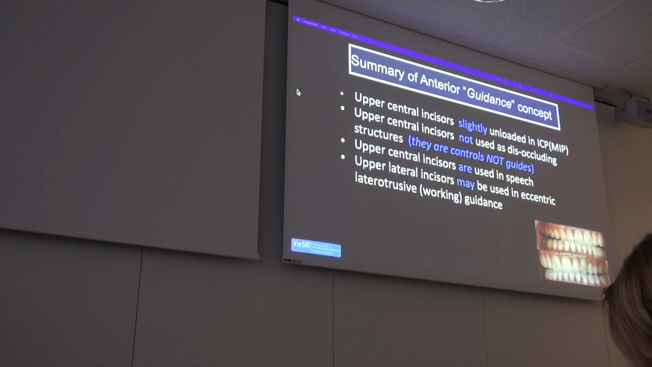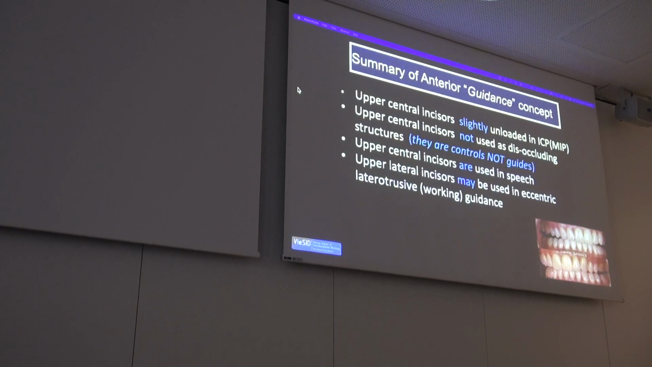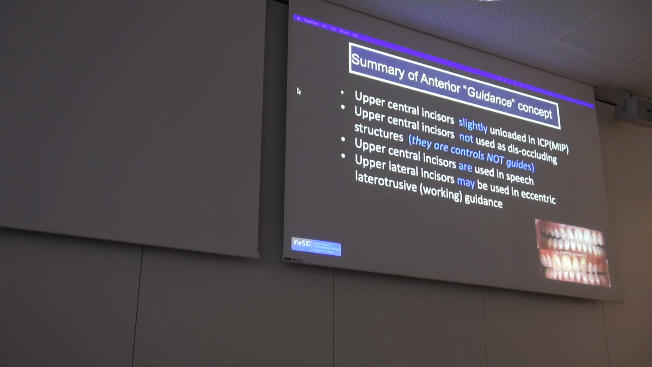Summary would be the upper incisors are slightly unloaded, as I said. We don't use the central incisors as excluding structures, they're controls. They are used in speech. Typically your S sounds, your lower incisor, upper incisor, most people, 90%, when they make an S sound, will protrude their mandible and lightly touch their incisors.